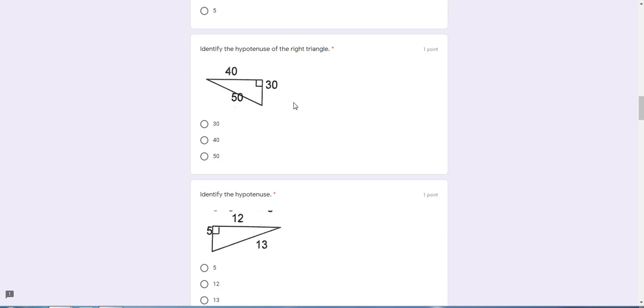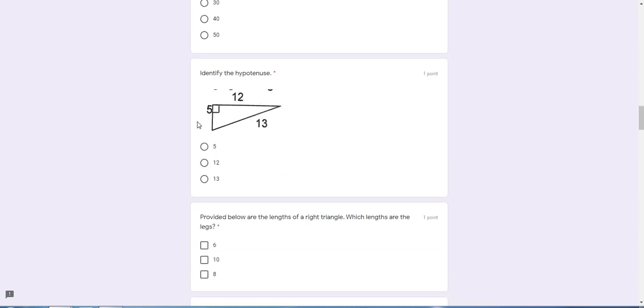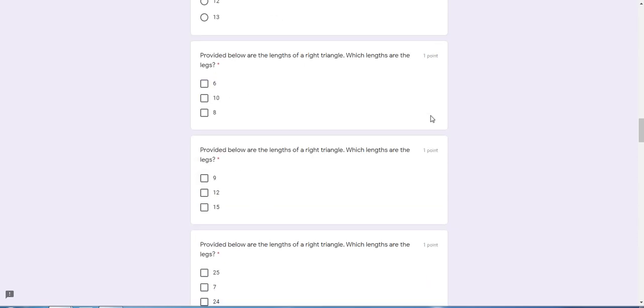Looking again for your largest number, which one's the hypotenuse? Well, it's got to be 50. 50 is larger than 40 and larger than 30. Moving down, all they've done is really just turn this triangle around, and we're still looking for the largest number, so 13 would be it. Okay, we're scrolling right down.